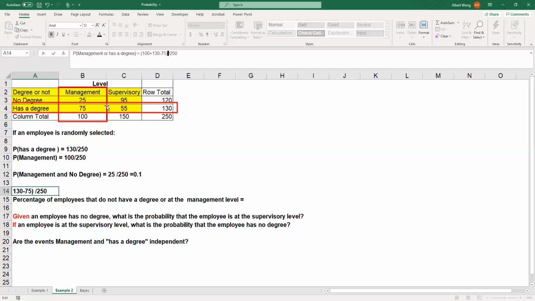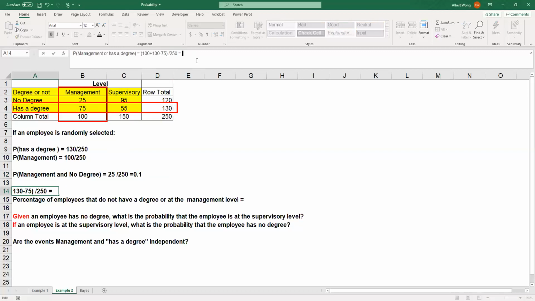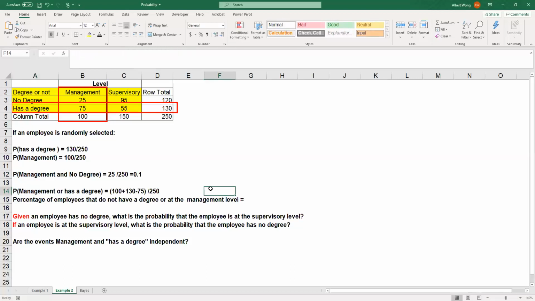All right. So in a way, this is very much like how the additive law is developed, right? So probability of A, probability of B, and then take away the double count. Okay. So again, if you want to see, you can use a visual aid like this to help yourself. This is 230 minus 75, or we can just copy the calculation and let Excel do it for us. And the answer is 0.62.